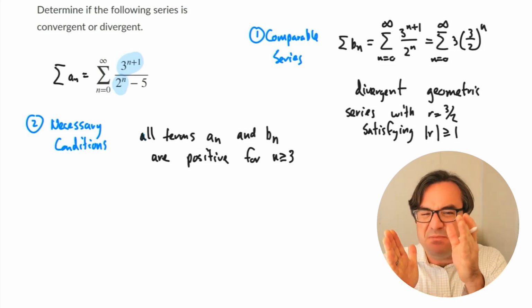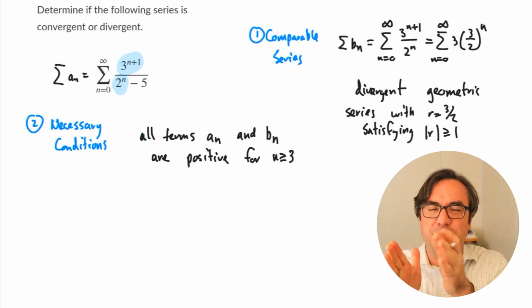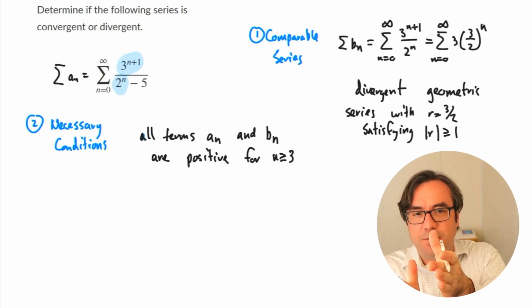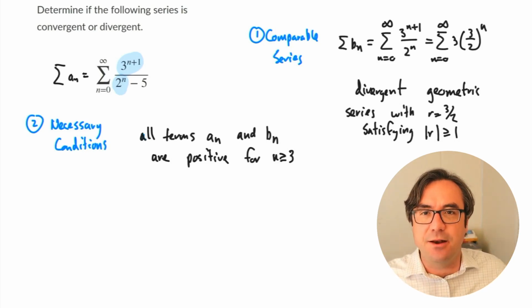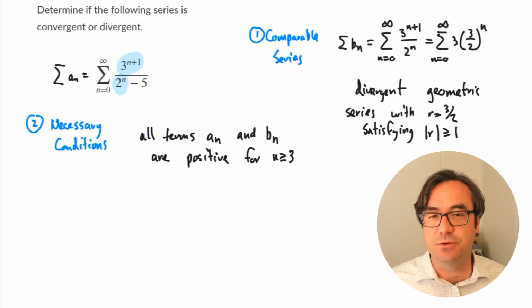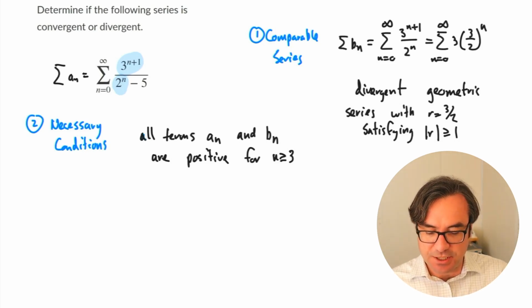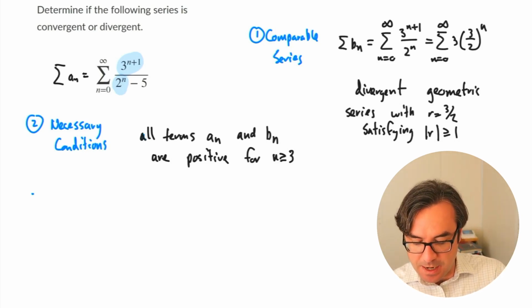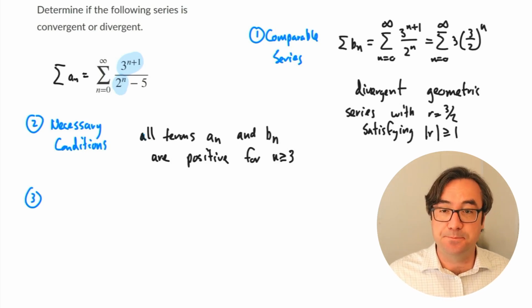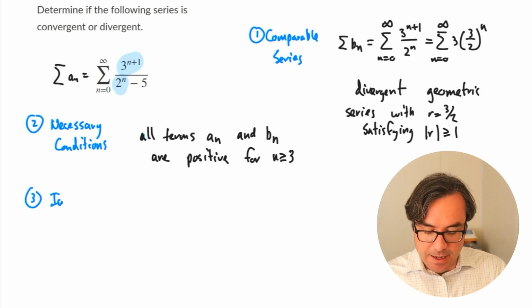If maybe there's a few terms at the beginning where there's an issue, but there's a point where eventually from then on, all the terms are positive, we can still use this test then. Okay. So our necessary condition is satisfied. Now we want to prove our inequality.